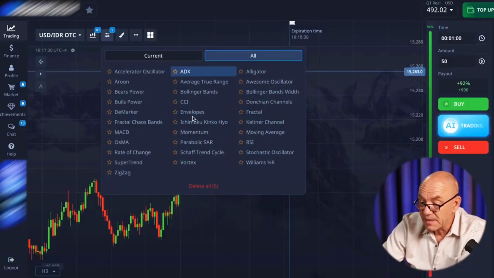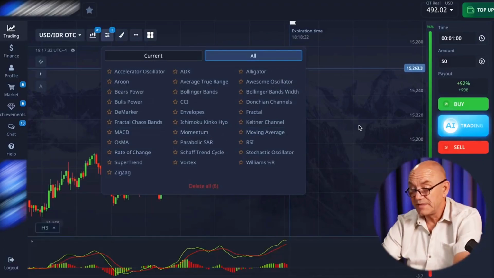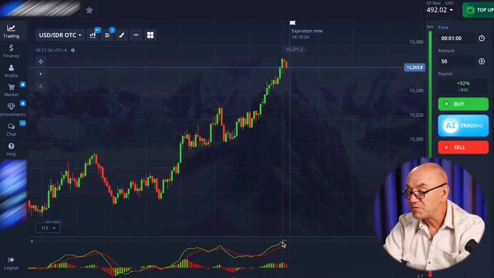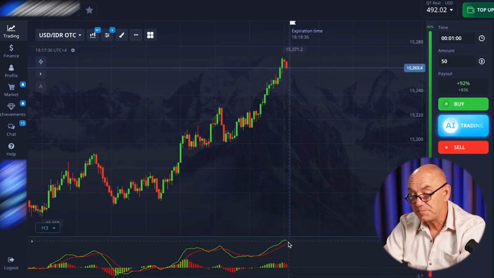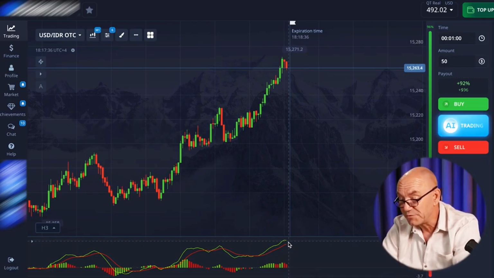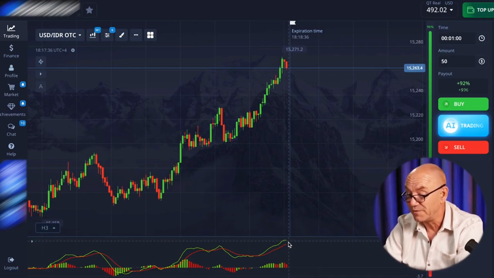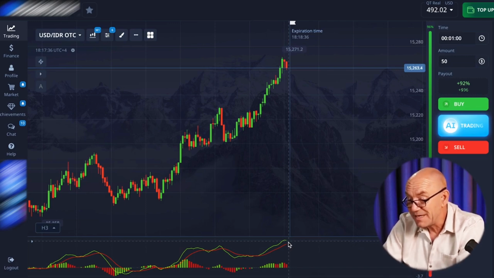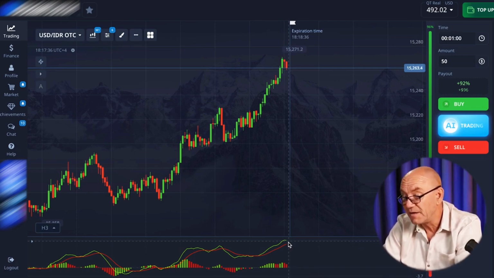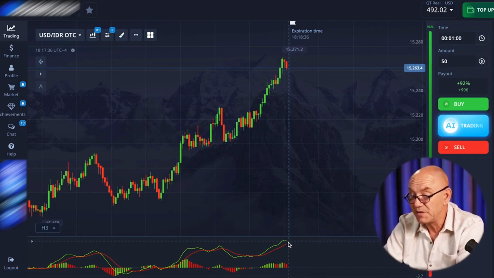Deal 3. For the third trade, we'll use the MACD indicator. As we discussed earlier, its purpose is to show the balance of power between buyers and sellers. It is based on moving averages and allows us to spot trend reversals. On the chart, the same asset, USD IDR, the MACD lines begin to intersect downwards. The green and red lines form a characteristic movement.